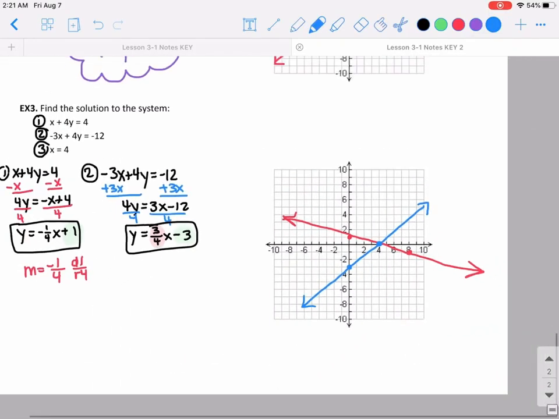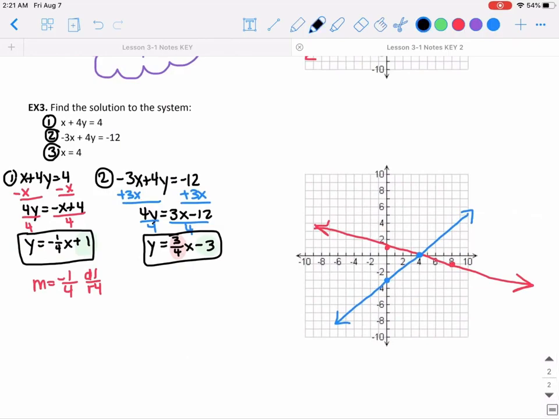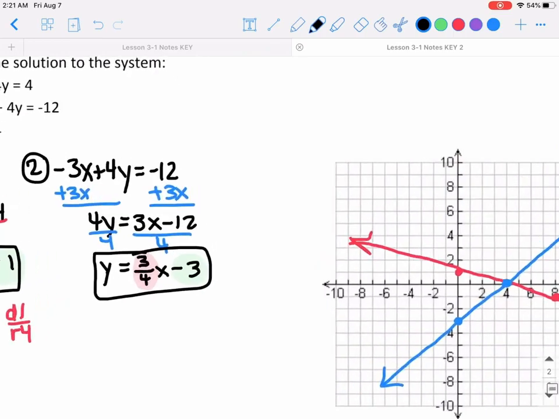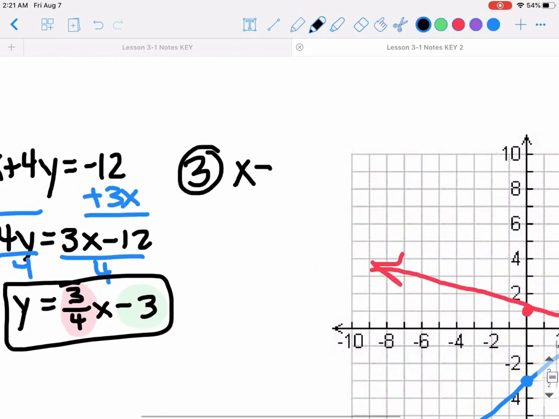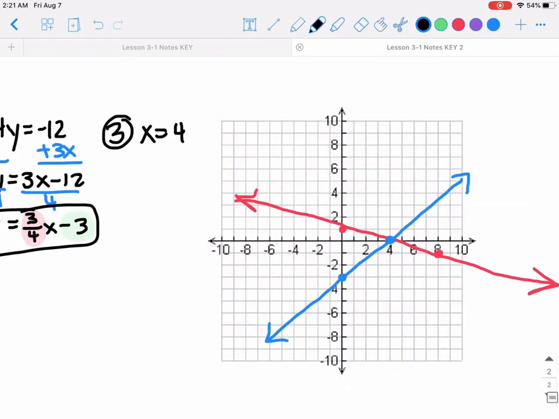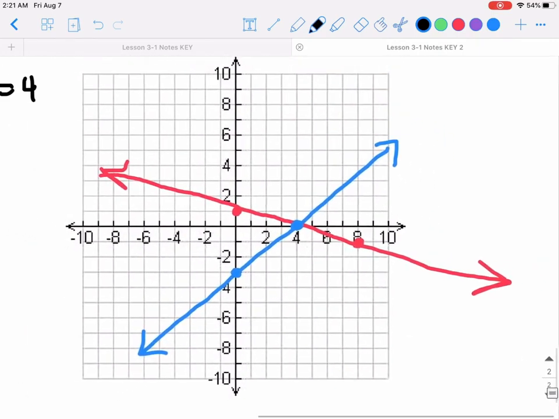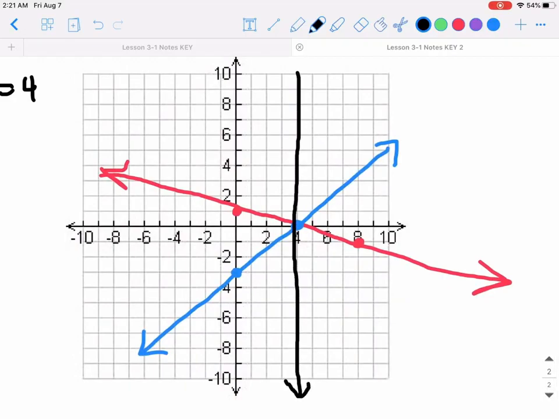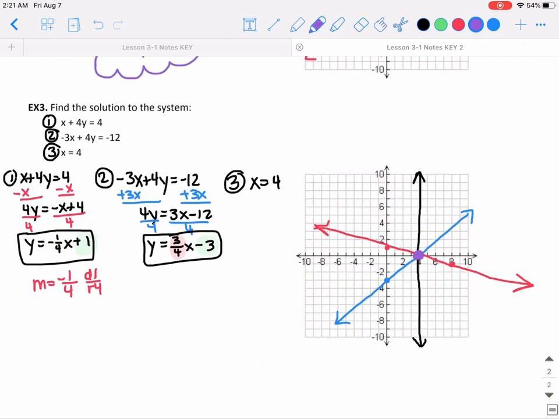There's my graph. And I need to make sure that point of intersection also satisfies my third equation, which is x is equal to 4. So I'm just going to graph that. X is equal to 4 is all the points where x is equal to 4. It doesn't matter what y is. No matter what I plug in for y, because there is no y, x is equal to 4. So that is going to be the vertical line on 4. X is 4. And that satisfies that point as well. So this point here is the solution. That is 4, 0. So I have 4 comma 0 is the solution to this system.